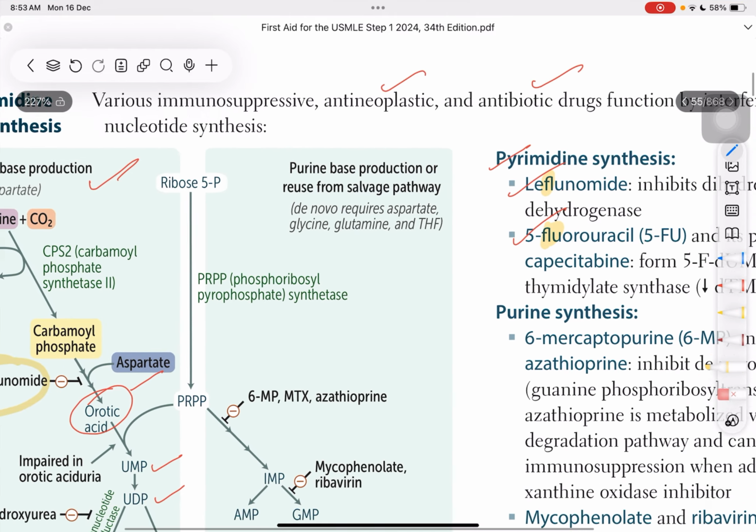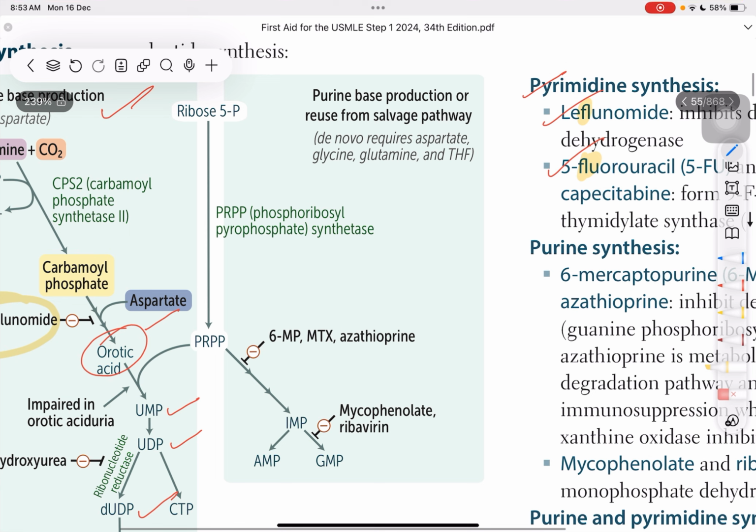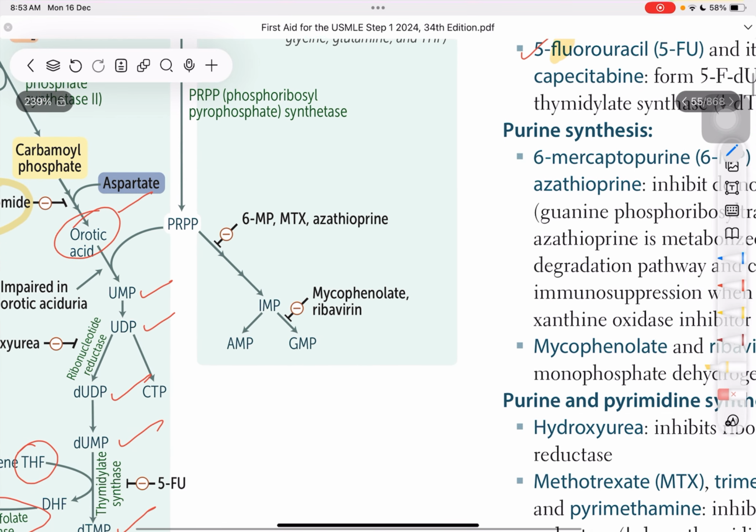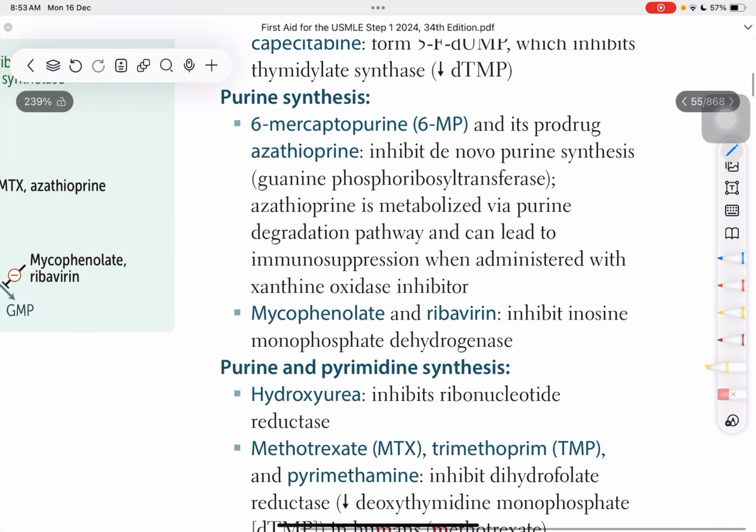In purine metabolism, phosphoribosyl pyrophosphate synthetase is formed, which is converted into IMP. Mercaptopurine and its prodrug azathioprine inhibit de novo purine synthesis. What do you mean by de novo purine synthesis? New synthesis, not from the salvage pathway. We use the raw ingredients and we make up the purines again. So this is inhibited. Azathioprine is metabolized by the purine degradation pathway and can lead to toxicity and immunosuppression when administered with a xanthine oxidase inhibitor.